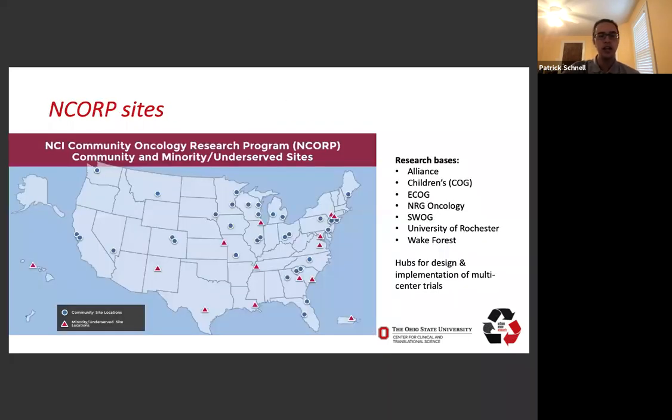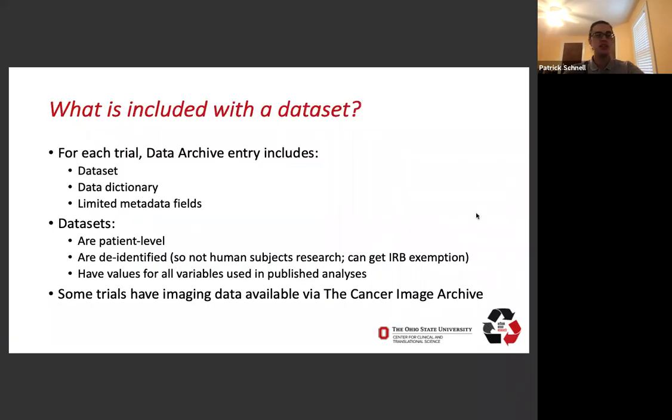So what's actually included in these data sets? The data archive entries are not actually by a single data set. They're entries by a trial. So each trial gets one entry, and that trial entry may have several data sets associated with it.